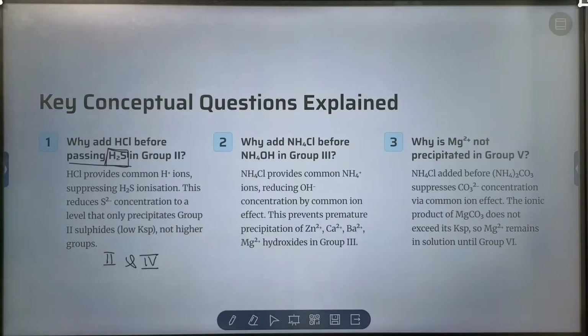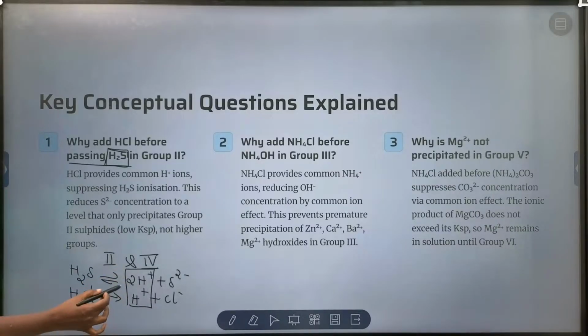So now, if you add HCl, what happens? It will increase the concentration of the common ion. Say, for example, H2S dissociates into 2H plus and S2 minus ion. And here we add HCl also. HCl dissociates into H plus and Cl minus ion. So now the concentration of the common ion increases, that is what we learned in the equilibrium chapter as the common ion effect, right? So if the concentration of the common ion increases, what will happen?